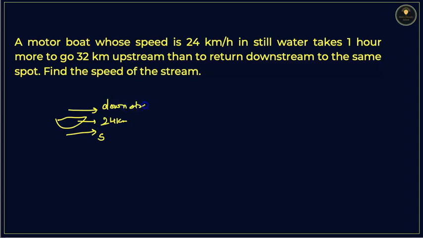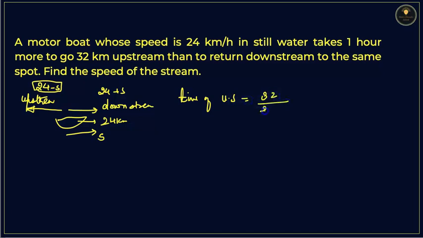So this one is the downstream direction, which means that value will become 24 plus s. If the boat is going in this direction, then it will go in the upward direction, or we can say upstream, and that speed will be treated as 24 minus s. Now if I want to find the time of upstream, you will write time of upstream is equal to 32 upon 24 minus s.